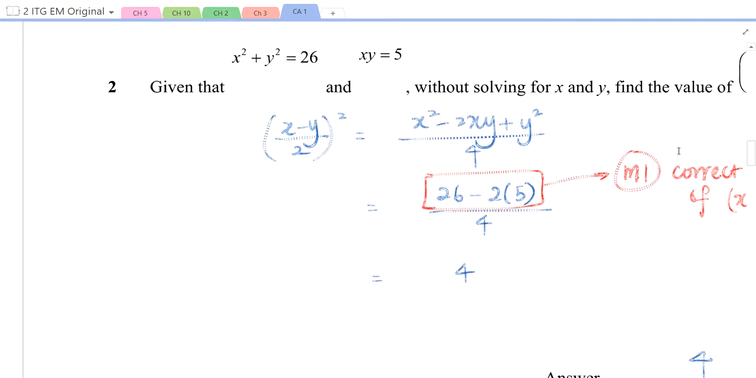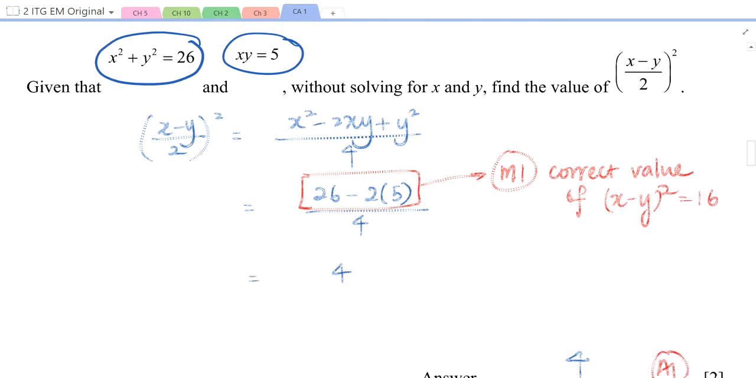Page 2. Given that x squared plus y squared is 26, xy equals 5, without solving, find the value of (x minus y over 2) whole thing squared. I'm quite surprised that many of you actually could do this. Because when I looked at it, I thought, wow, I don't know whether you can handle it or not. But you managed to do it, which is good.